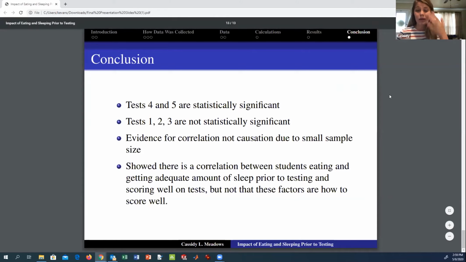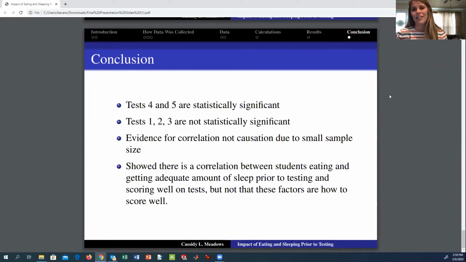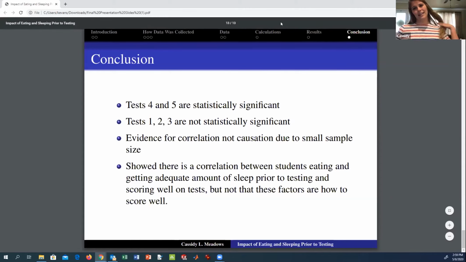It was really fun doing. My students were like, what are you doing, Miss Meadows? And I did inform them of what I was doing, and I got permissions. But yes, I did want to point out that there was a correlation between 2 of the test days, but 3 of the test days showed no statistical significance. So, that is it. Are there any questions?